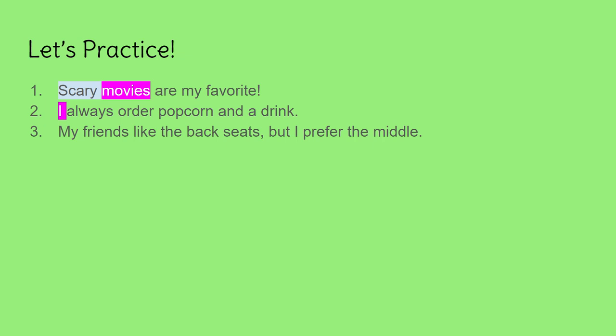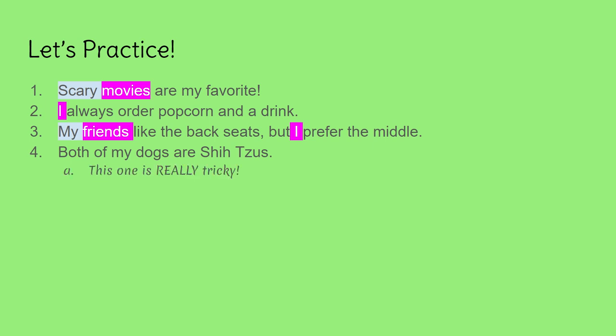Again, this is one of the tricky ones. Who are we talking about? We're talking about my friends and I. And to narrow it down: friends, I. Now, this one is really tricky, okay?